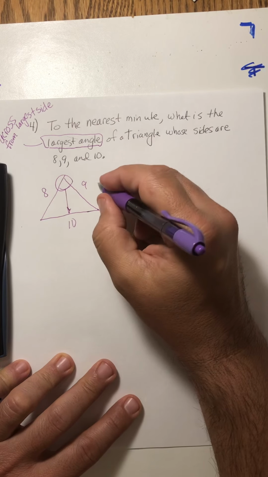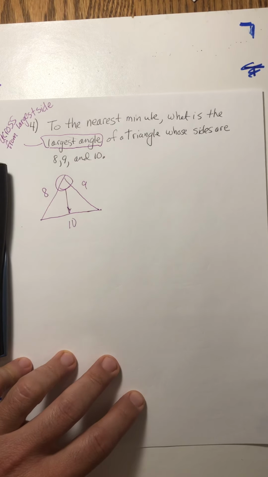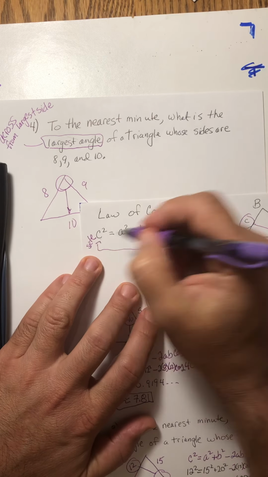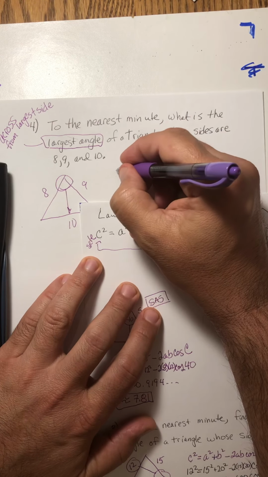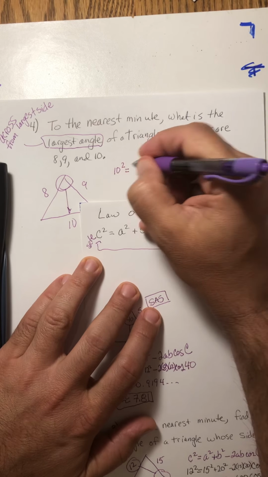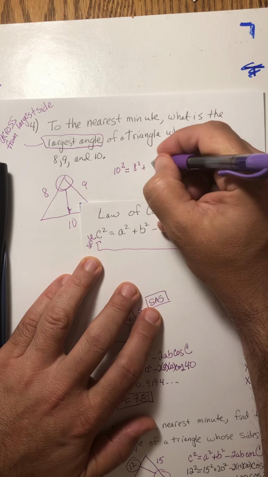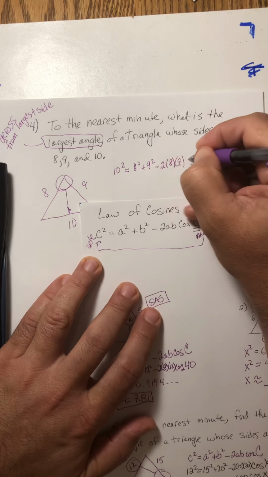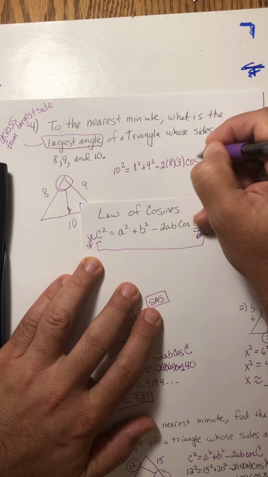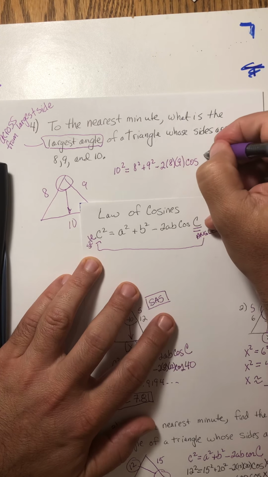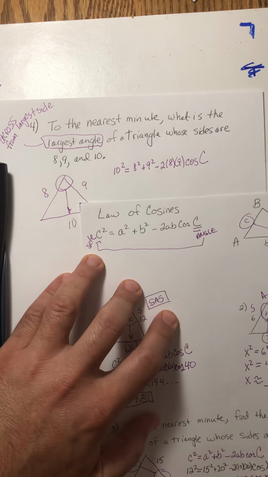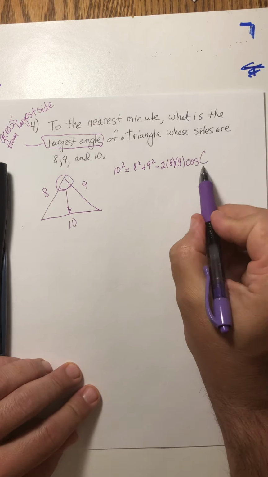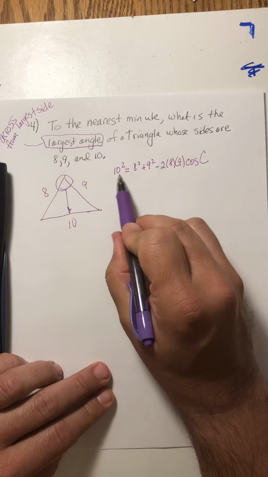So remember, in the law of cosines, here's the law of cosines. There's the side. Here's the angle. So 10 squared goes on the outside. And then we have our 8 squared plus the 9 squared minus 2 times 8 times 9 cosine of, you know what, this time I'll use a big letter C because we're looking for that angle C. Again, everything's the exact same way. You cannot type this into the calculator. You have to do the algebra.